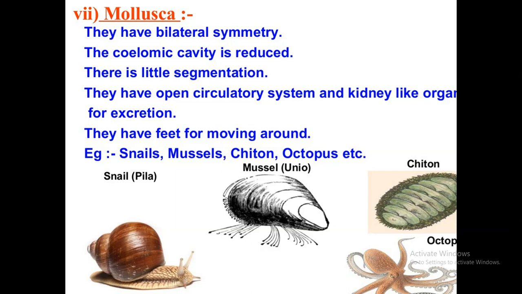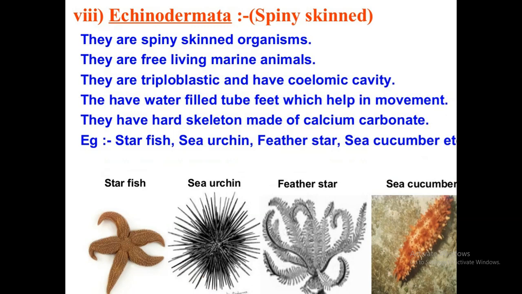The example is snail, and the outer covering is of hard shell. You can see snail is an example of this. So this is the mollusca. The examples are snails, mussels, chiton, octopus, etc. Then comes echinoderms.